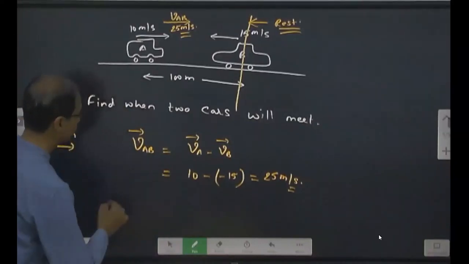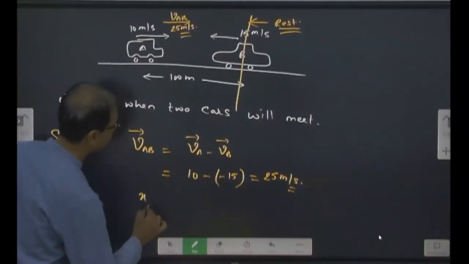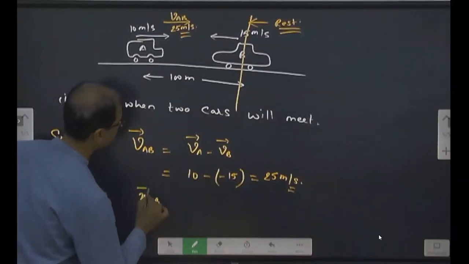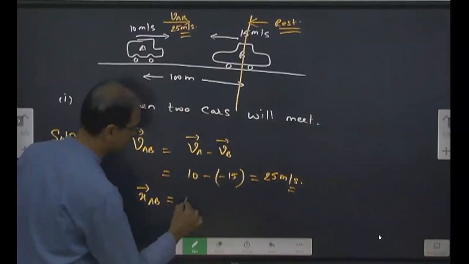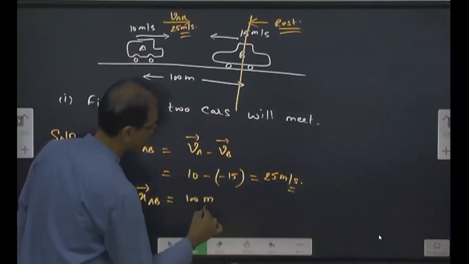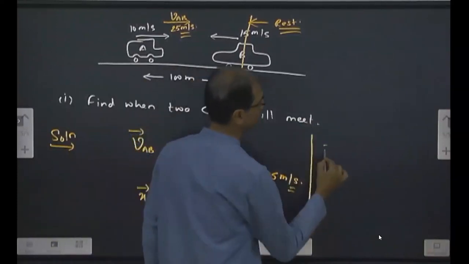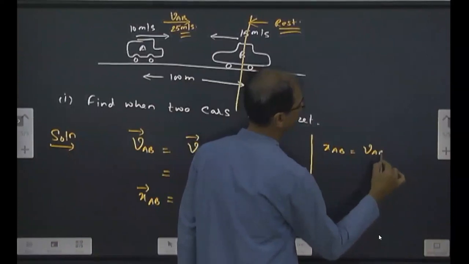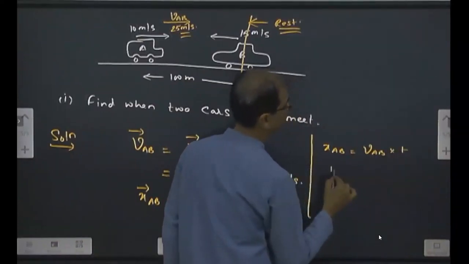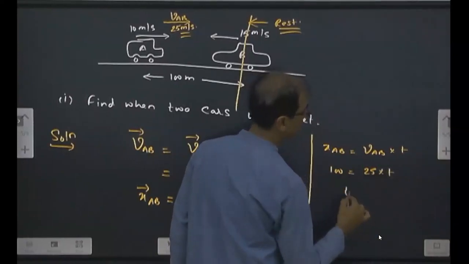Otherwise also no problem. XAB we have to find. So how much does A have to travel to meet B? XA minus XB. It's 100 meters. The gap between the two is 100 meters. Same formula. XAB equal to VAB into time. So 100 equal to 25 into T. T equal to 4 seconds.